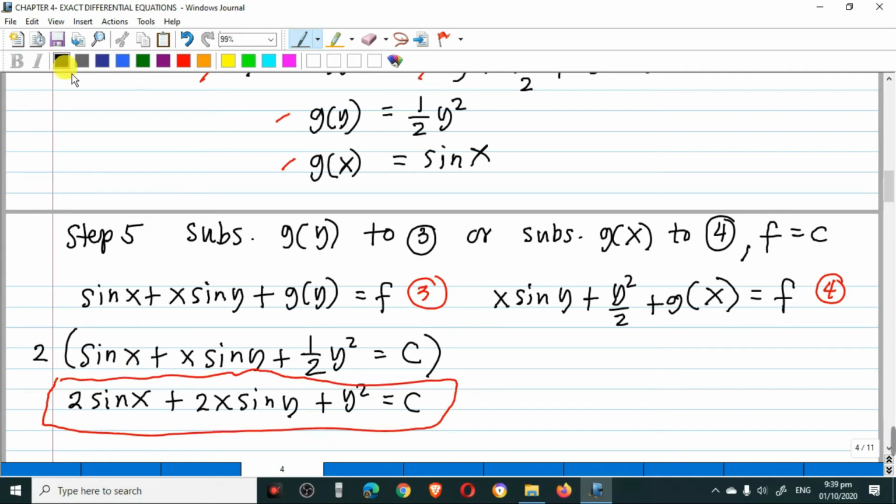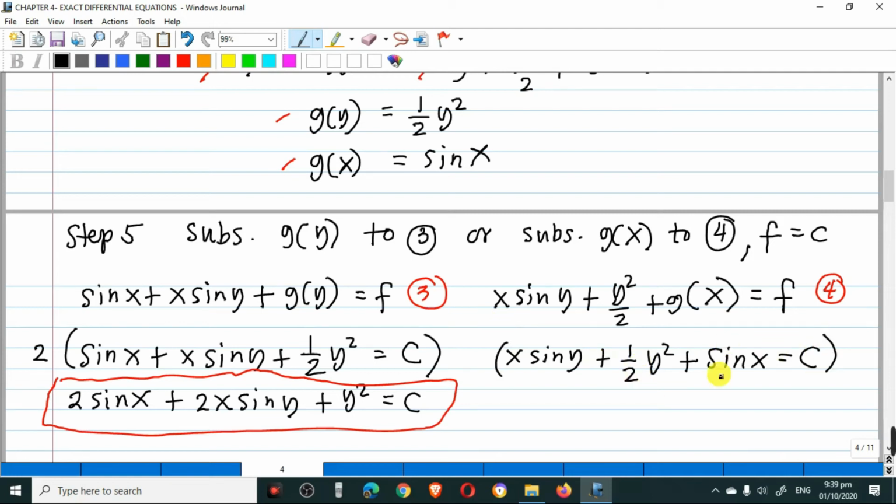So let us also use yung equation number 4 using yung ating gx naman. So x sine of y plus 1 half, simplify ko na to, 1 half y squared plus gx. Our gx is simply equals to sine of x. So sine of x. And f is equals to c. So if you are going to check term by term, parehas na siya sa status nitong ating nasa left side. Itong using yung equation number 3 and using yung gy. So simplify this one further.